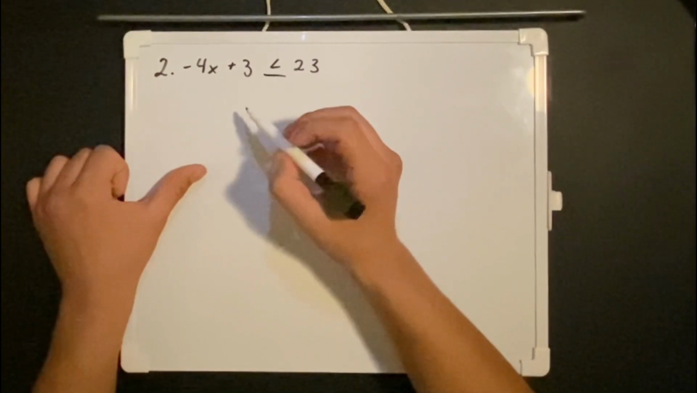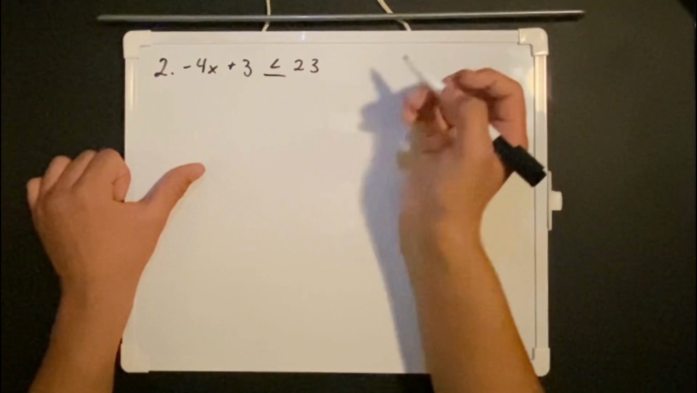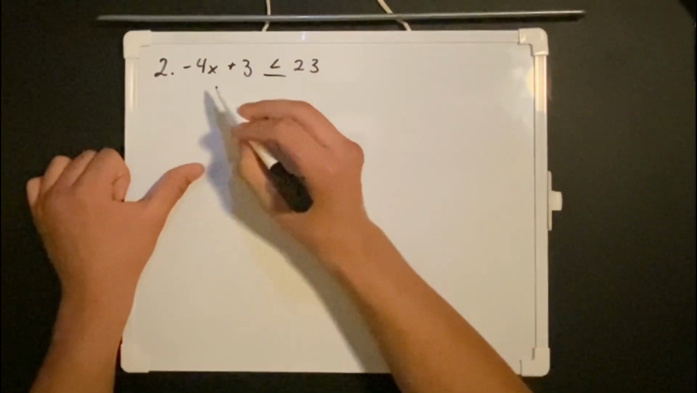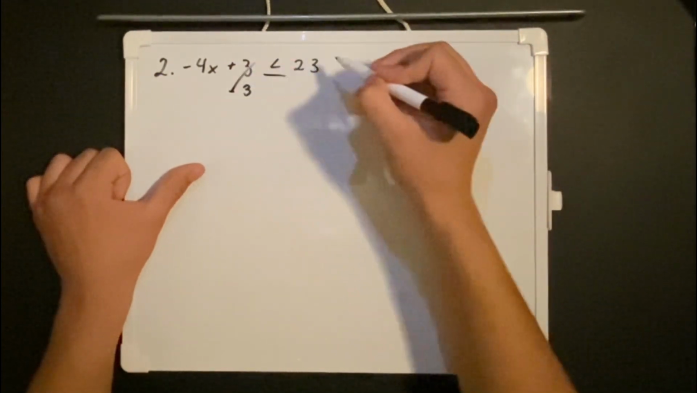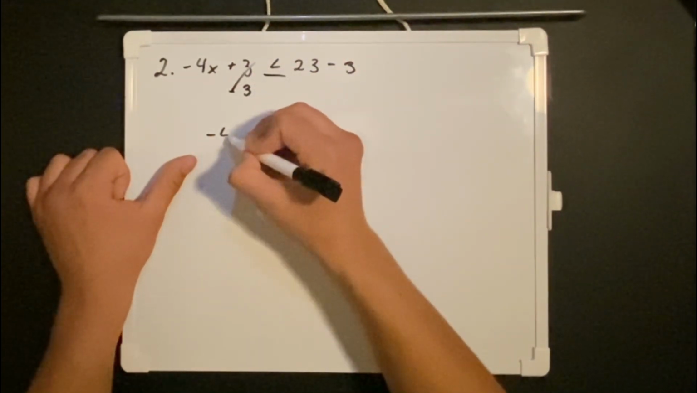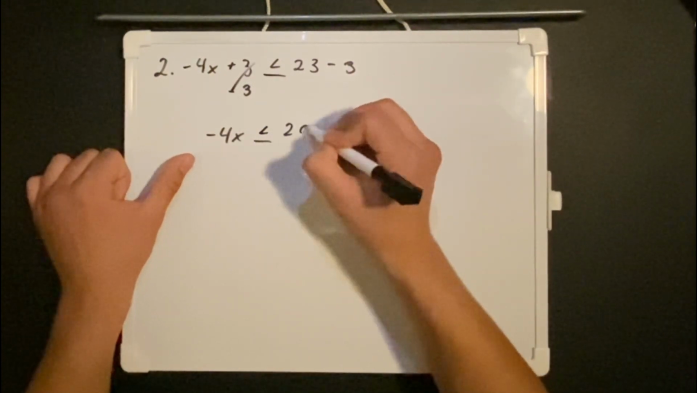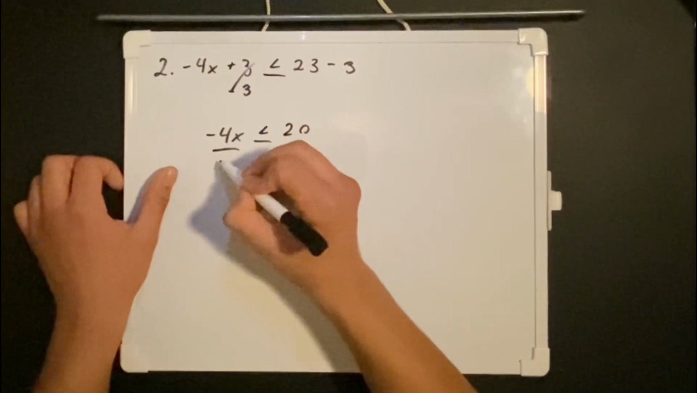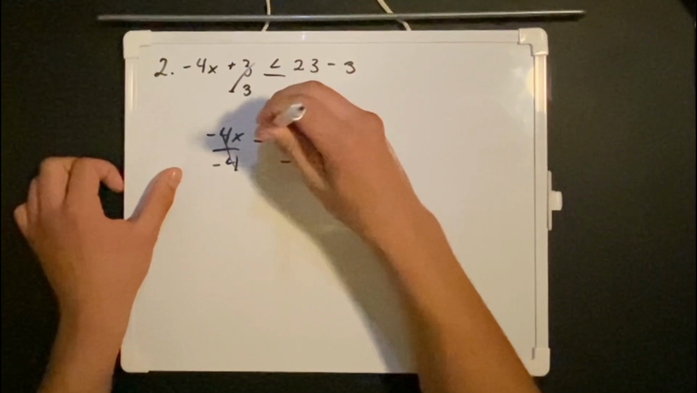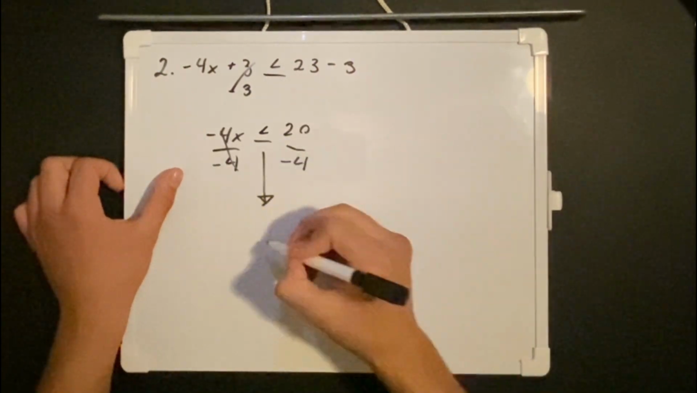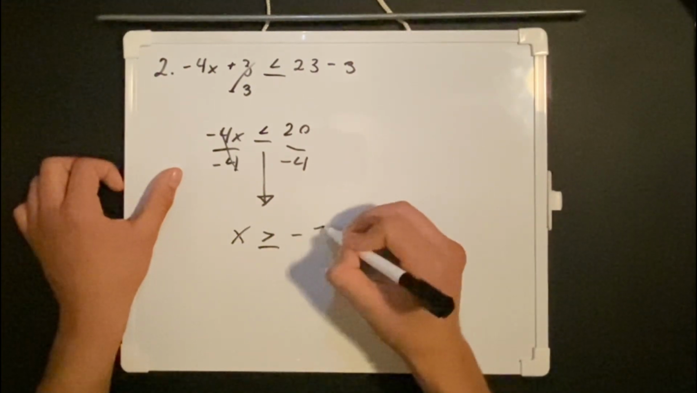For question number 2, we have -4x plus 3 is less than or equal to 23. Usually, you want to have X by itself, so the way to do this is to simplify. Subtract 3, and you get -4x is less than or equal to 20. Next up, to get X by itself, we divide by -4. And as you know, if you divide by a negative, you have to flip the sign. And we're left with X is greater than or equal to -5.